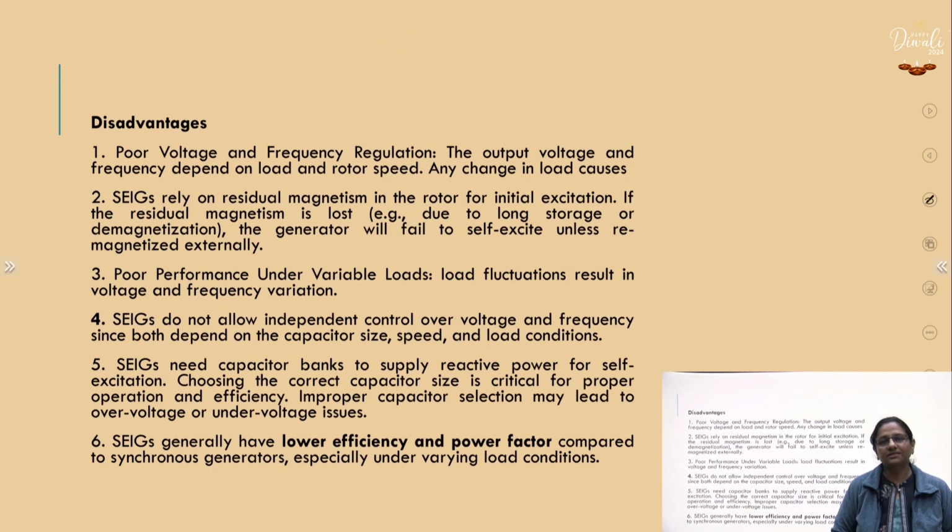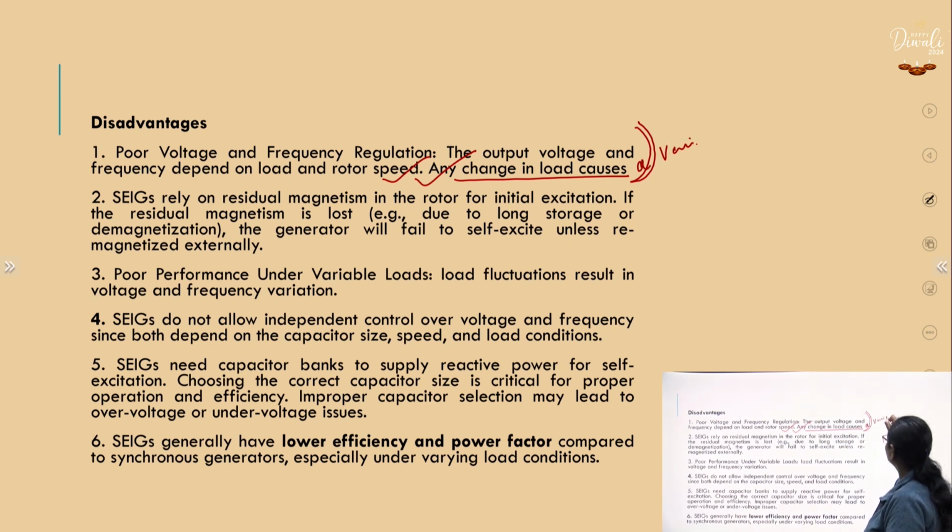There are certain disadvantages as well. These generators suffer from poor voltage and frequency regulation. The output voltage and frequency depend upon load as well as rotor speed, and any change in load causes a variation in voltage and frequency.